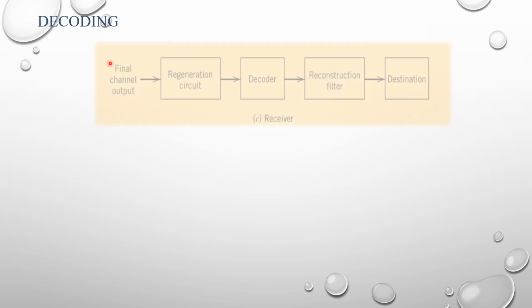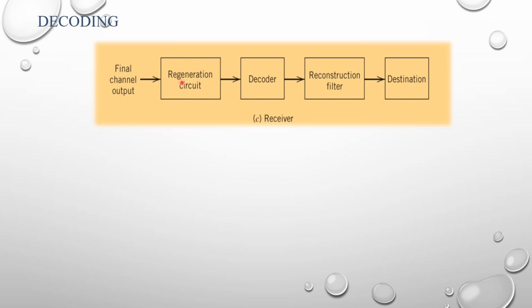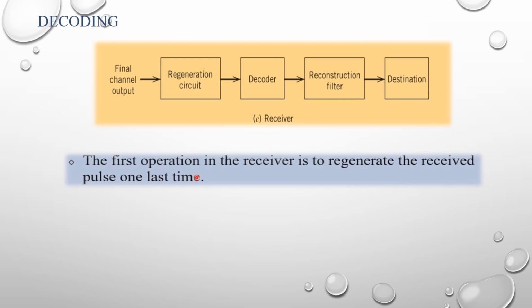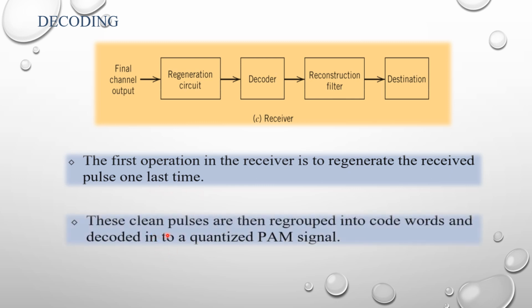The undistorted signal is applied to the PCM receiver. The PCM receiver consists of a regeneration circuit, decoder, reconstruction filter and destination. So this is the PCM receiver block diagram. The first operation in the receiver is to regenerate the received pulses one last time. These clean pulses are then regrouped into code words and decoded into a quantized PAM signal, pulse amplitude modulated signal.